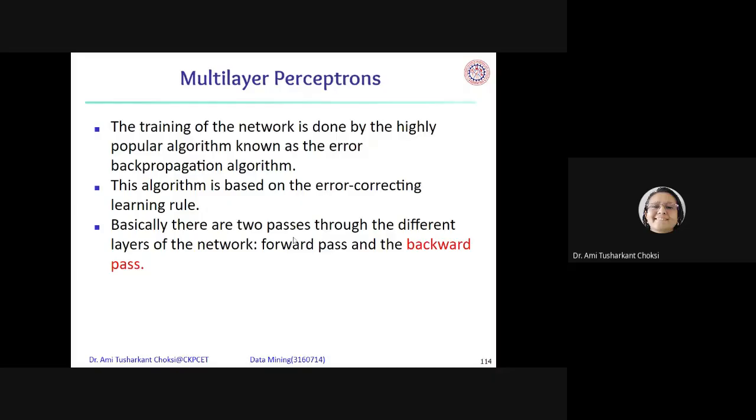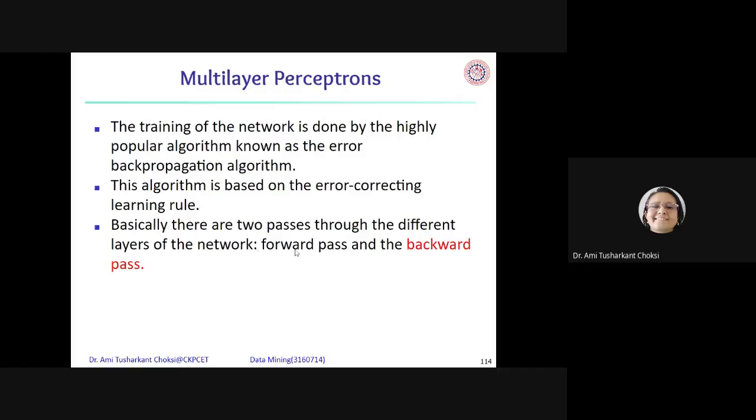Fine. Okay. Basically, there are two passes through the different layers of the network. One is the forward pass and the second is the backward pass, right? Forward pass means we are going from left to right, and the backward pass means we are going from right to left. Fine.